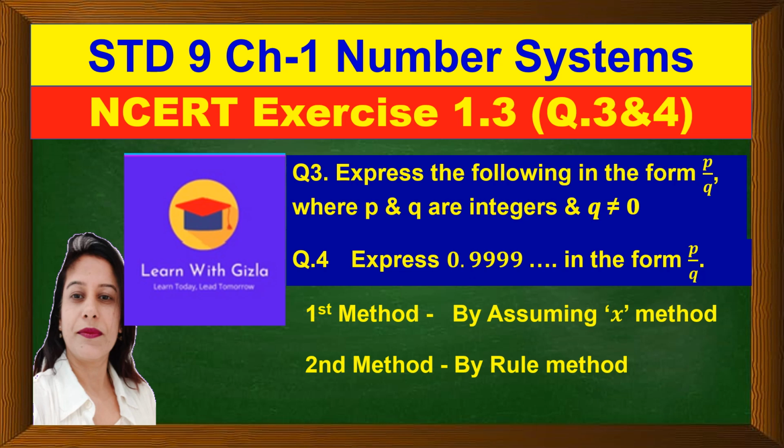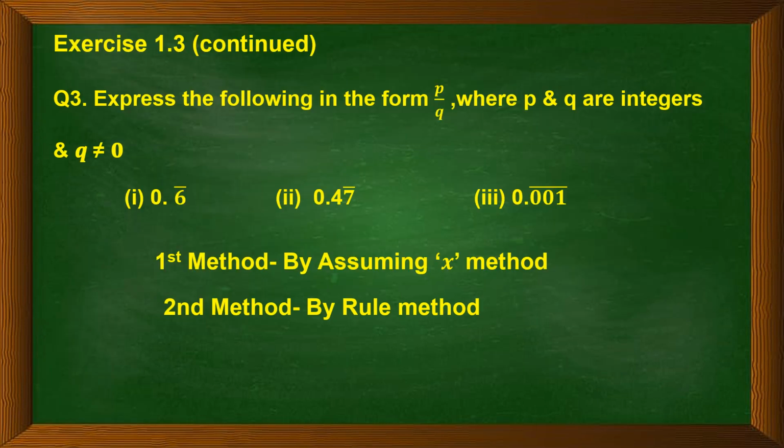Now let's start with question number 3. Question 3 is express the following in the form of P by Q where P and Q are integers and Q is not equal to 0. So if you observe these parts, all are non-terminating but repeating decimal expansion of rational numbers. That's why the digits are under the bar. That shows that they are being repeated. Over here 6 is being repeated, over here only 7 is being repeated, and over here 001 is being repeated.